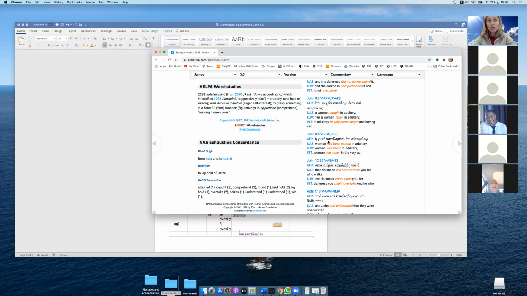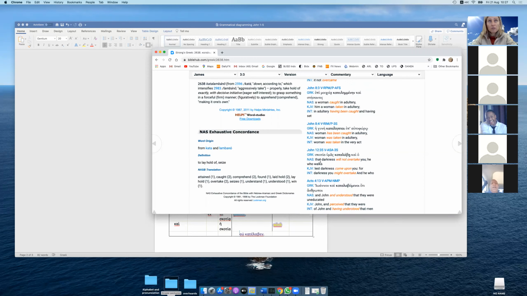There's another verse with the word katelaben, verse 35, chapter 12: darkness overtake. Yeah, the same. You see, might overtake. So in this case, katalambanō means by force, by violence, with a sense of seizing it or killing it, putting it down. We can never use it in this particular sense.